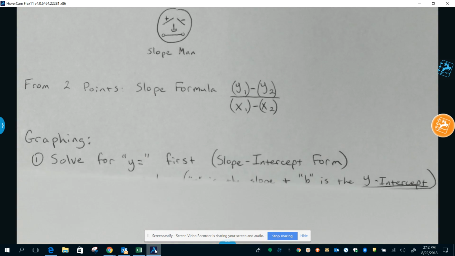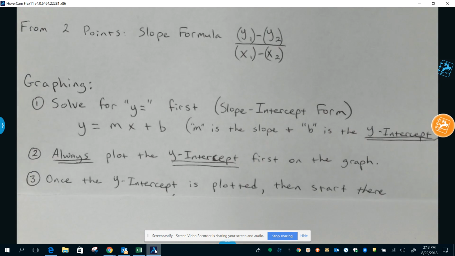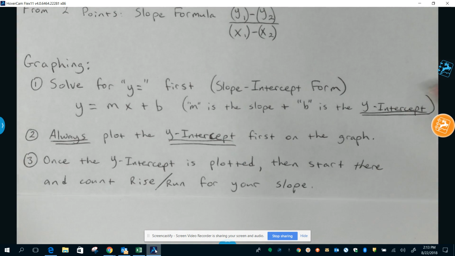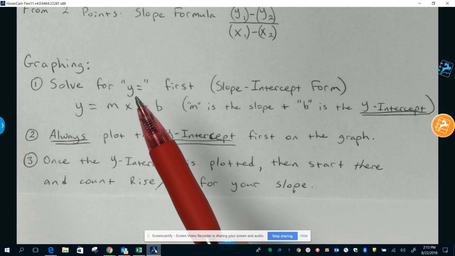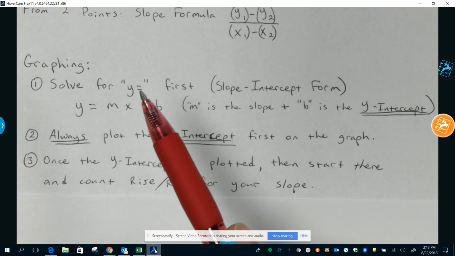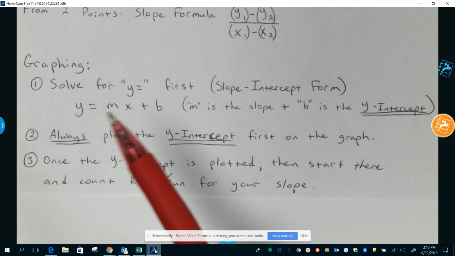Let's see what else we've got. All right, moving on to graphing lines. When we are graphing, we always want to make sure that our equation is written in slope-intercept form. Slope-intercept form is, you should be familiar with it, y equals mx plus b. So we always want to solve for y. If our equation is not solved for y yet, we want to solve for y. You should remember this from Algebra 1.